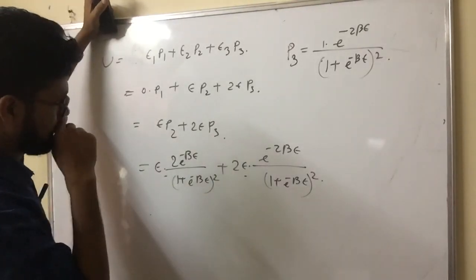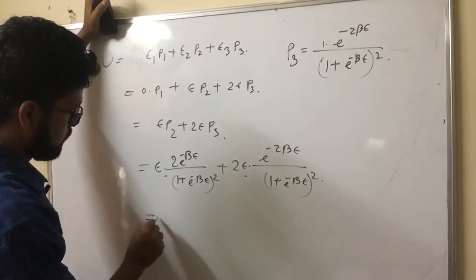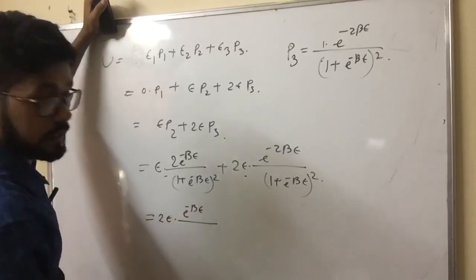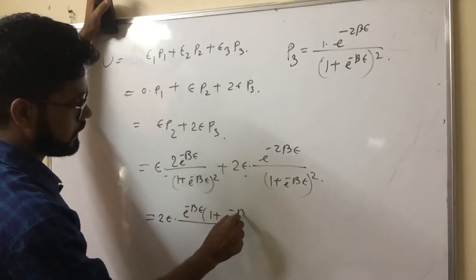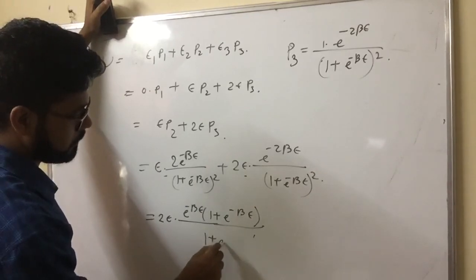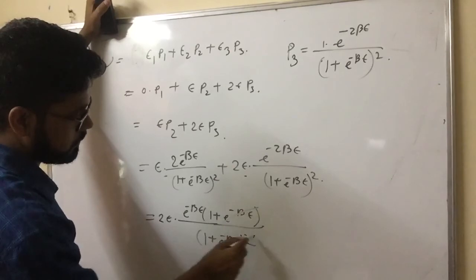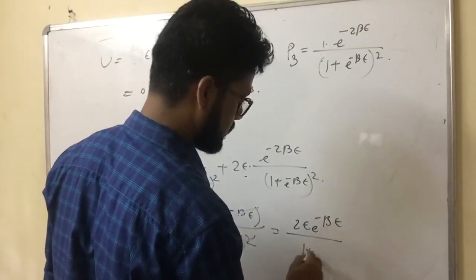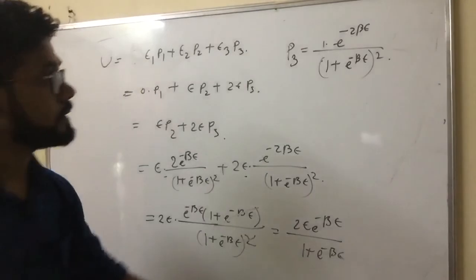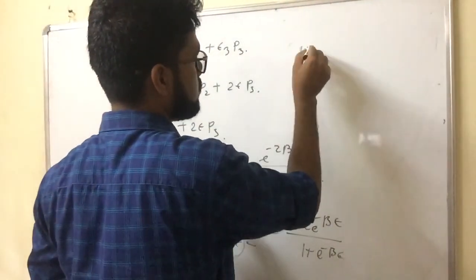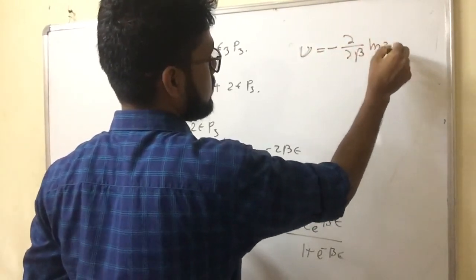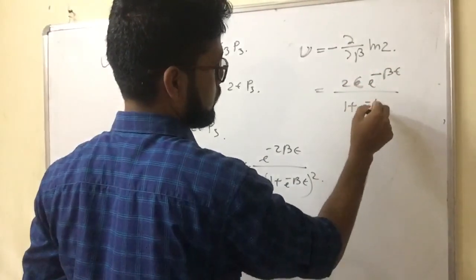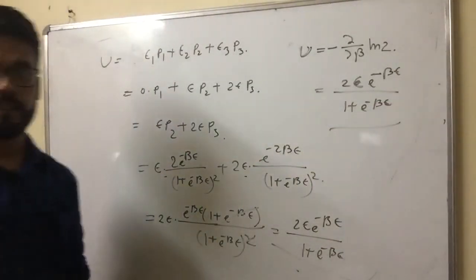Twice E is common. I take out e to the power minus beta E, and 1 plus e to the power minus beta E is common with the denominator squared. So one factor cancels out. Finally I am getting twice e to the power minus beta E over 1 plus e to the power minus beta E. Okay, I am getting the same result. And initially, using the formula minus d beta of ln Z, I got 2E e to the power minus beta E over 1 plus e to the power minus beta E. We are getting the same result. You check it. Okay, this is where we have to calculate.